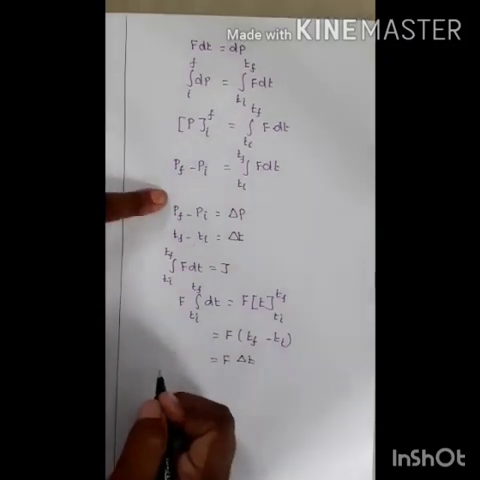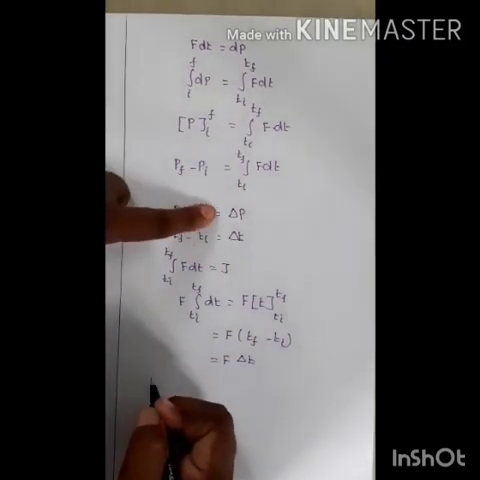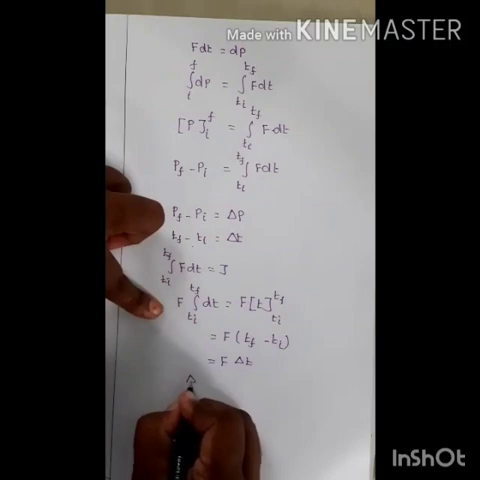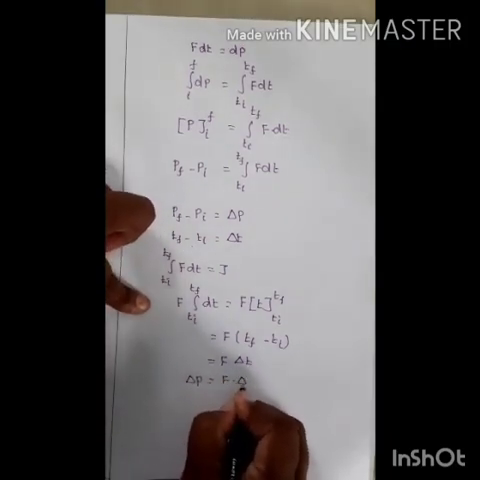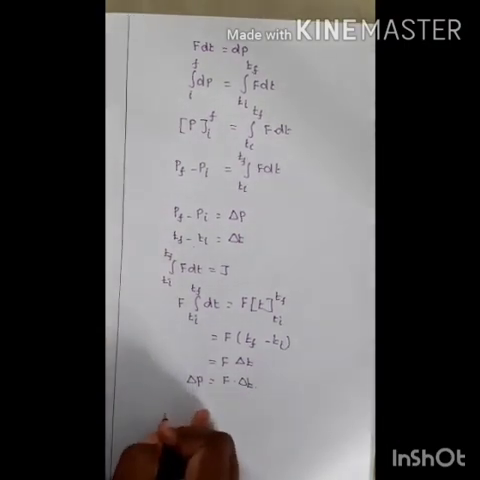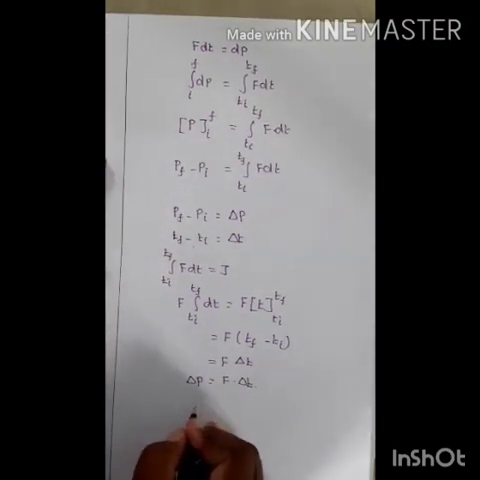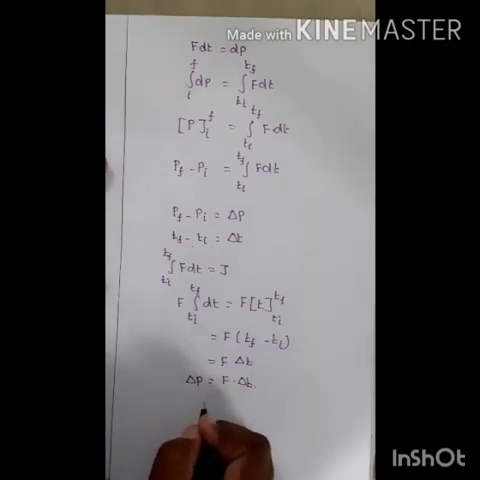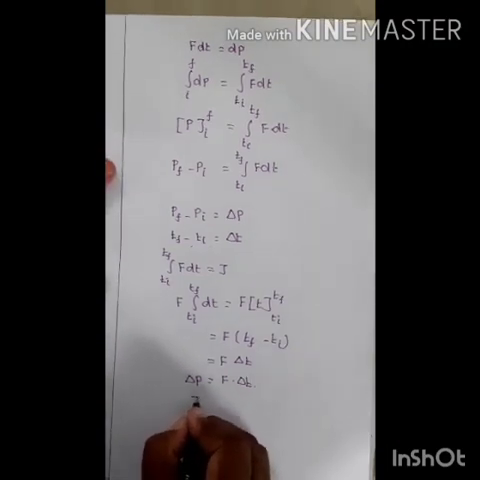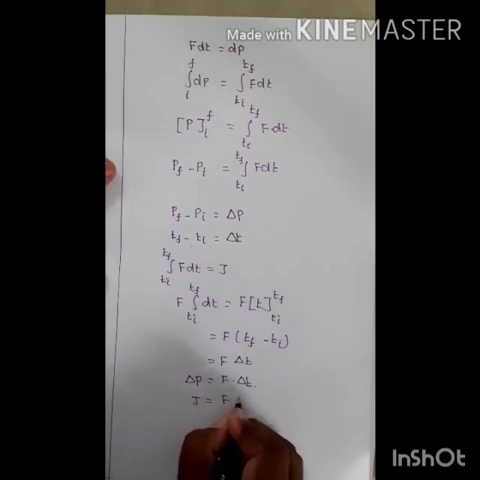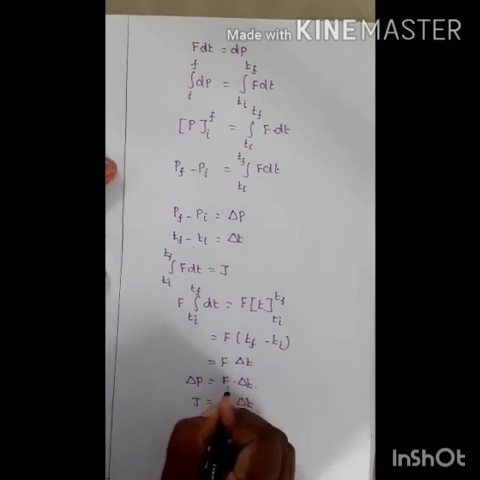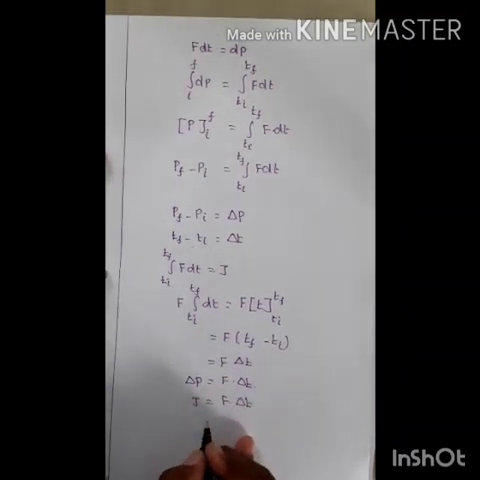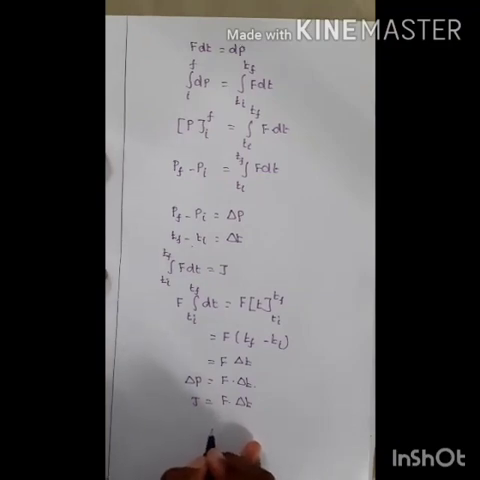We already found that p_f minus p_i is equal to delta p. Therefore, delta p is equal to F into delta t. This equation is called the impulse momentum equation. If F is a constant force, the impulse J is equal to F into delta t, that is, force constant times change in time interval, and it is also equal to the change in momentum delta p of the object over the time interval delta t.